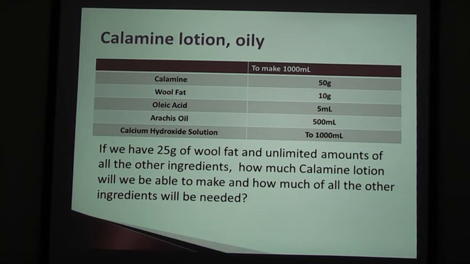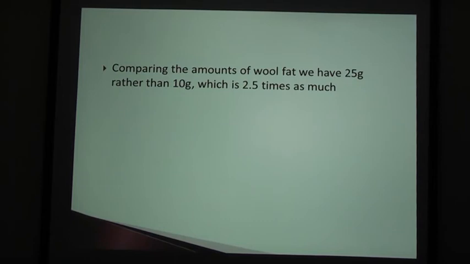So as previously, we look at this. We've got 25 grams of wool fat. In the original formula given to us, we used 10 grams of wool fat. So the first thing you note is that you're going to be able to make more, because you've got more wool fat. So whatever your answer is, it's going to be more than 1,000 milliliters. You compare the two things. You've got 25 grams rather than 10 grams, which means it's 2.5 times as much. Quick and easy relationship between the two of them.